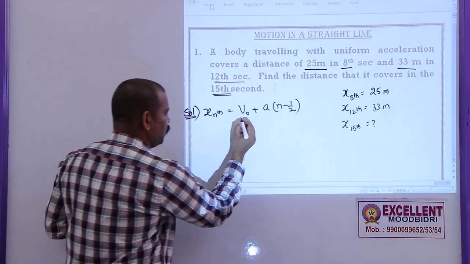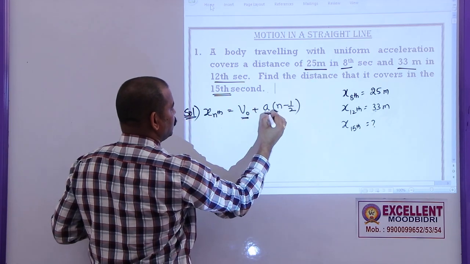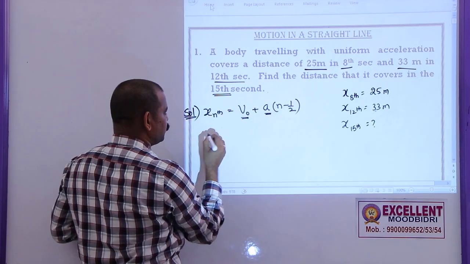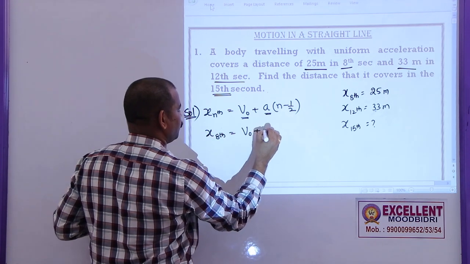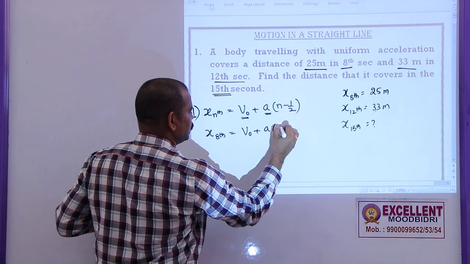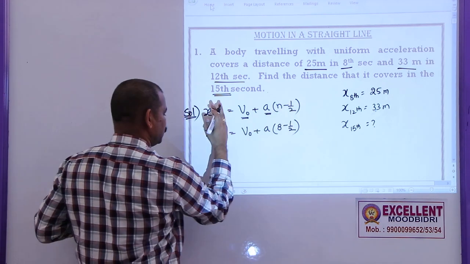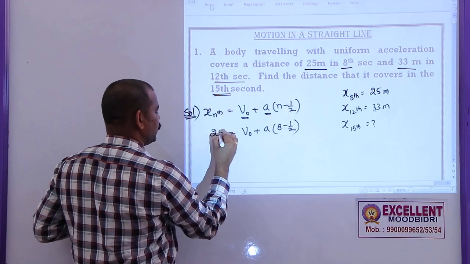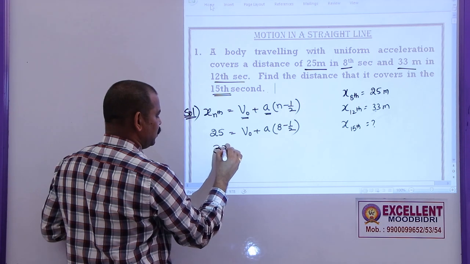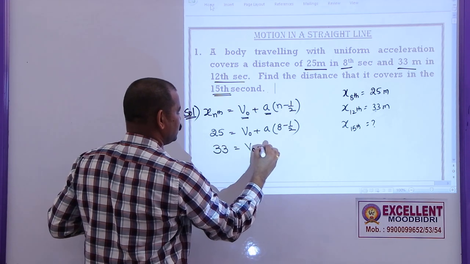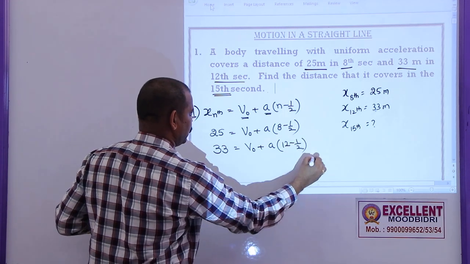First, we do not know the initial velocity, and it is given that it is having uniform acceleration. So, we do not know this value also. So, let me substitute: x 8th is equal to V naught plus A into 8 minus half. What is x 8 given? Let me take directly this as 25. Similarly, take the second one, the displacement in the 12th second is 33, this is V naught plus A into 12 minus half.